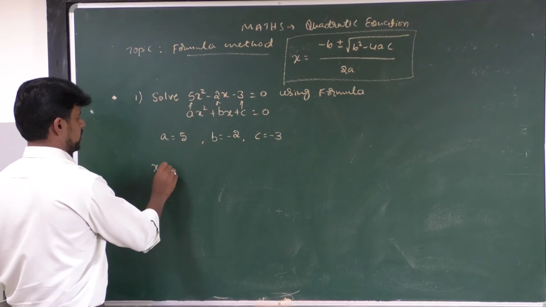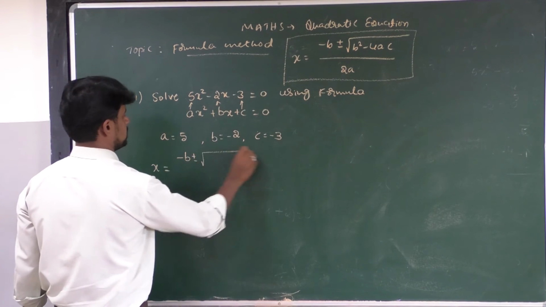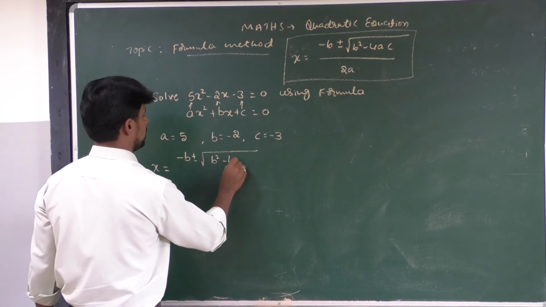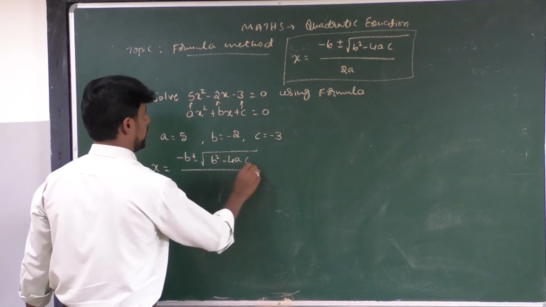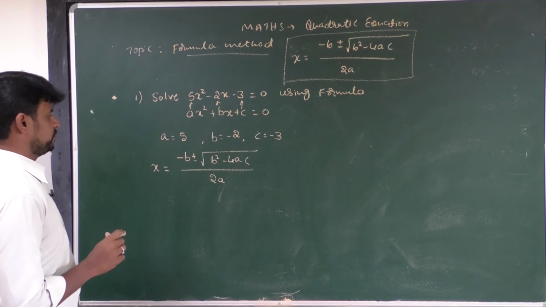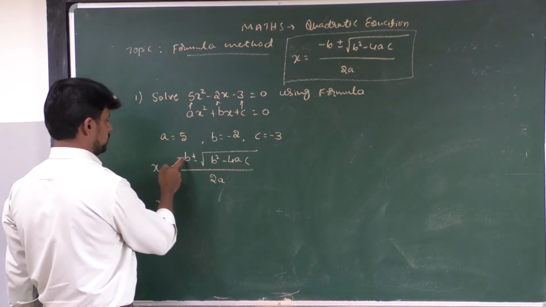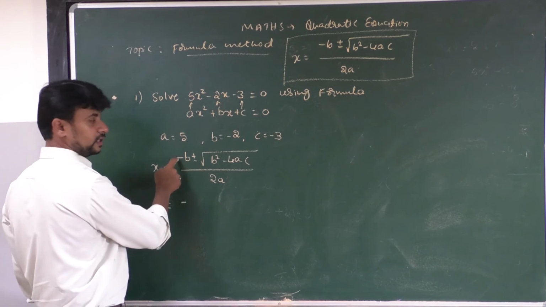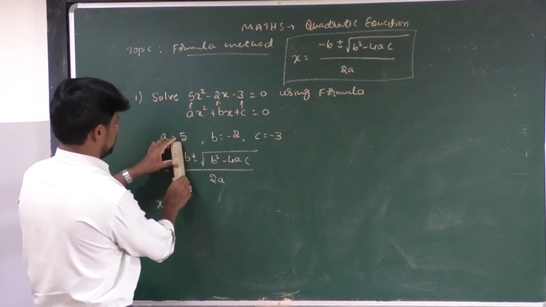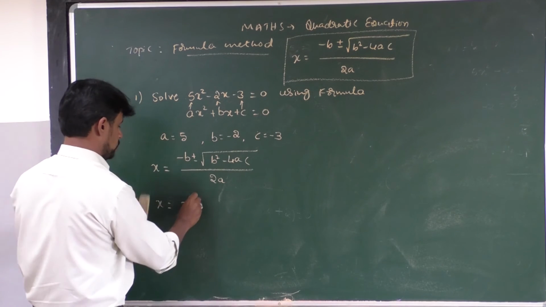The formula of the quadratic equation is x is equal to minus b plus or minus square root of b squared minus 4ac, whole divided by 2a. Okay. And now substitute the values. While substituting the values, you have to write minus. Don't forget to write this minus. After writing this minus, then only you have to substitute the value of b. What is the value of b? Minus 2.